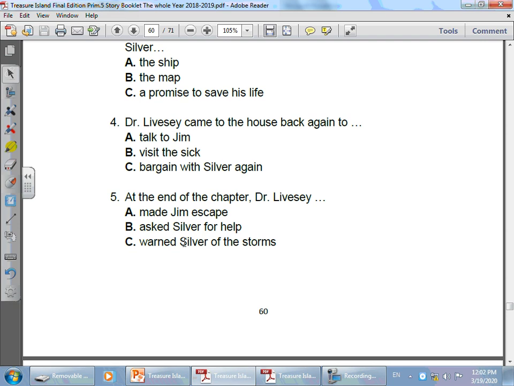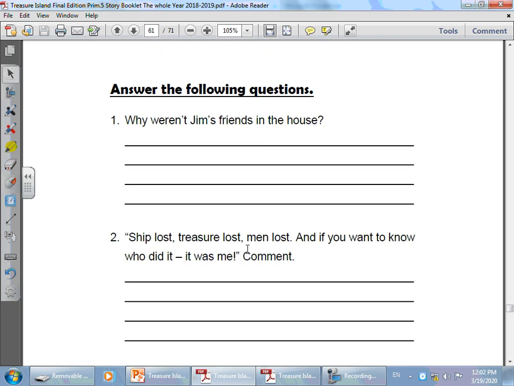Number 4, Dr. Livesey came to the house back again to visit the sick. Excellent. So he was coming at the beginning to visit the sick people as was said in the bargain with Long John Silver. Number 5, at the end of the chapter, Dr. Livesey warned Silver of the storms.